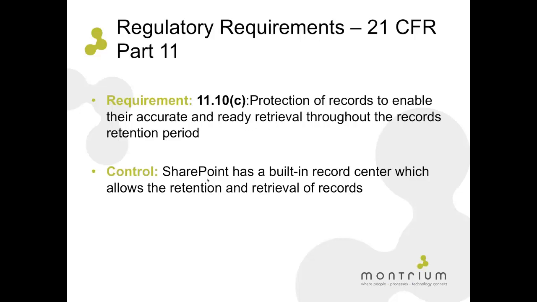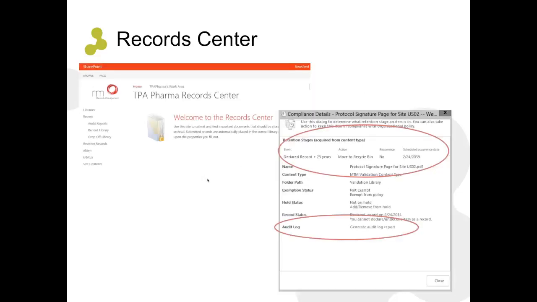You can see here in an example of the Record Center that we're able to pull up compliance details for a particular document, and we can see that this document, which is a protocol signature page, has been declared a record, and it's been declared a record for 25 years. In Canada, we actually need to retain records for 25 years. After 25 years, the action that I've decided to implement is to move this document into the recycle bin, so I'll no longer use it.